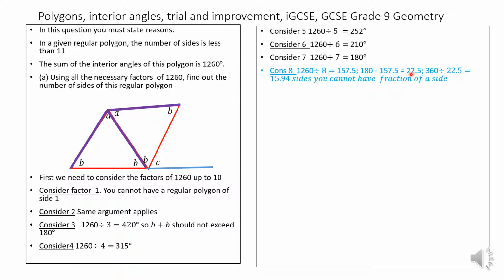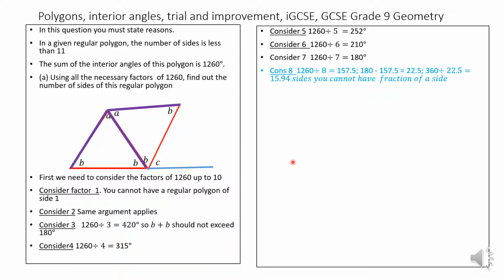Now, because the sum of the exterior angles is 360 degrees, if each exterior angle is 22.5, that means that this polygon has got 15.94 sides, and you cannot have a fraction of a side. So this polygon has not got 8 sides. Hope I'm making sense.